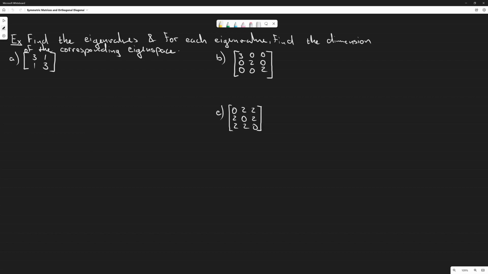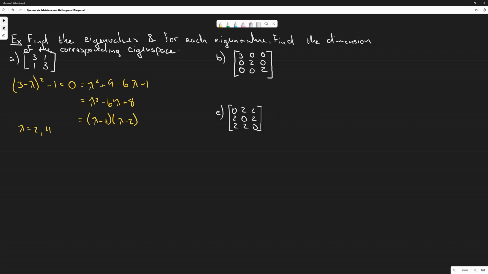Our characteristic equation will be the determinant. So this would be (3 minus lambda) squared minus 1 is equal to 0. When we expand it, we get lambda squared plus 9 minus 6 lambda minus 1, or lambda squared minus 6 lambda plus 8. Again, it's equal to 0, but we can factor it into (lambda minus 4) times (lambda minus 2). And so our eigenvalues will be lambda equal to 2 and 4.